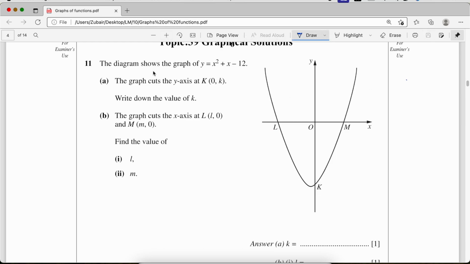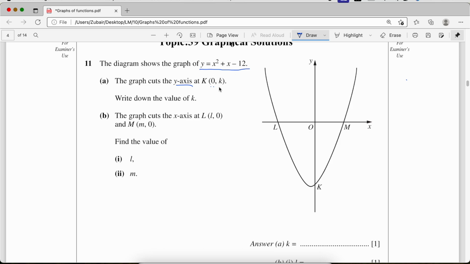The question says the diagram shows the graph of y equals x squared plus x minus 12. So the diagram is already given, but I can see the coefficient of x squared is positive, so that's going to be a smiley face. The graph cuts the x-axis at (x, 0) and the y-axis at (0, k). Write down the value of k.